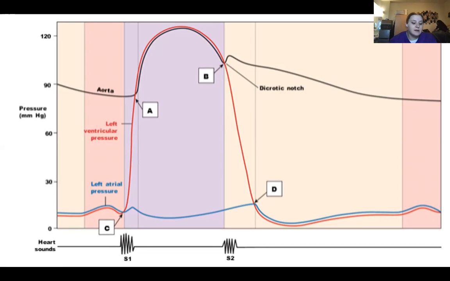At point C, the AV valve closes. At point A, the semilunar valves open. At point B, the semilunar valve closes. And at point D, the AV valve opens.